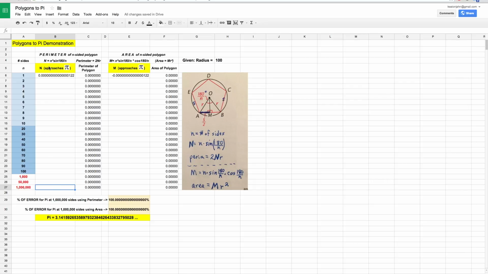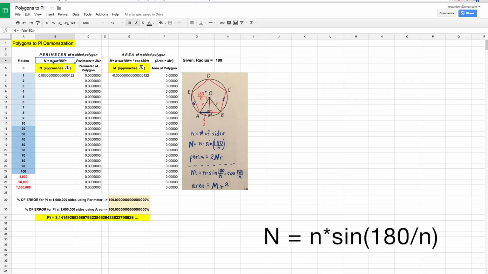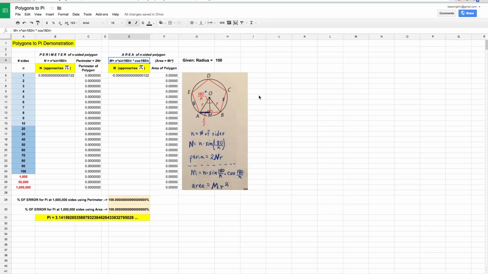So the next thing to show you is the variable capital N, which is equal to the number of sides times the sine of 180 divided by the number of sides. And if you're wondering why you're seeing the sine function, and later we'll see the cosine function, that is because essentially the way we are measuring our polygon to get these results is by breaking it down into smaller triangles.